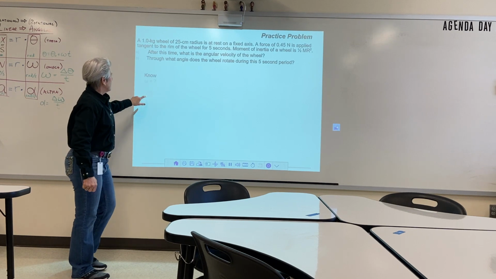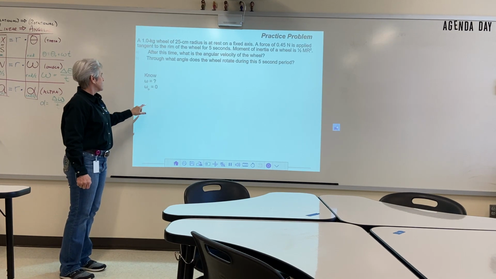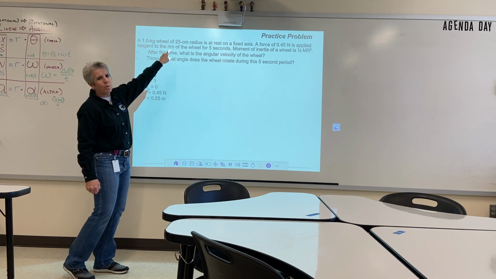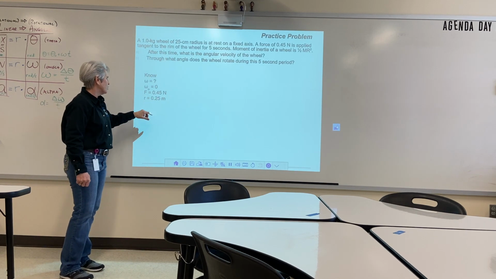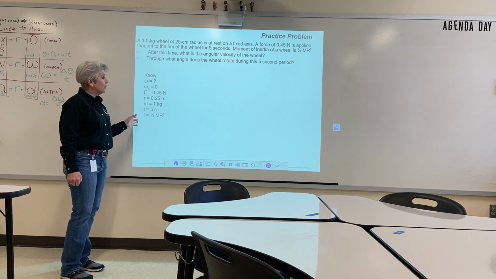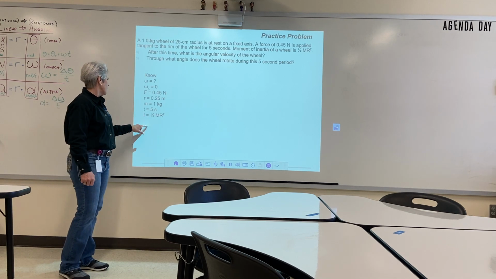So we know that we are looking for omega. We know that we start from rest. We know that the force is 0.45 newtons. The radius is 0.25 meters. They said it was a 25 centimeter radius wheel, so we converted that. We know that the mass of the wheel is 1 kilogram, and our time is 5 seconds. We also know that the inertia of the wheel can be found as 1/2 mr squared.